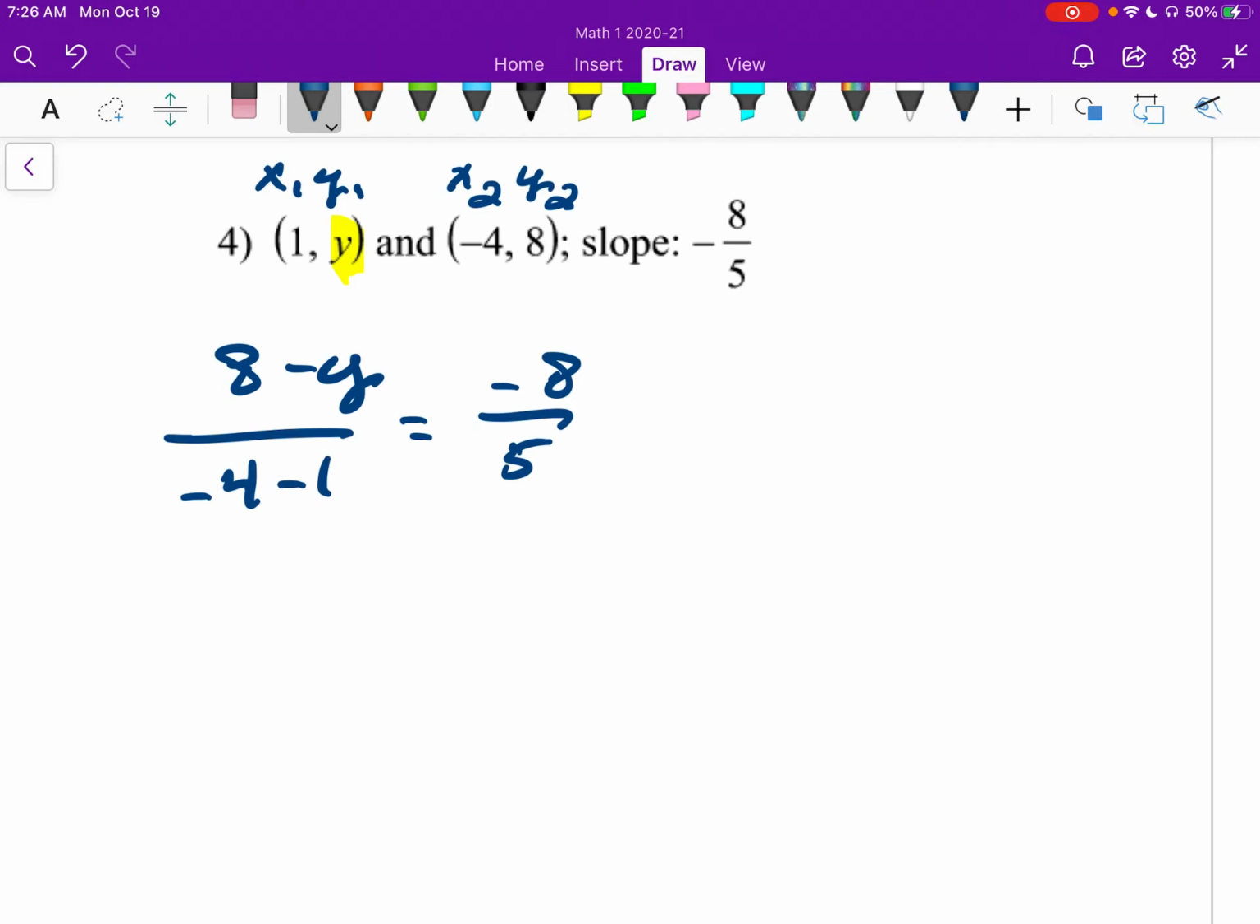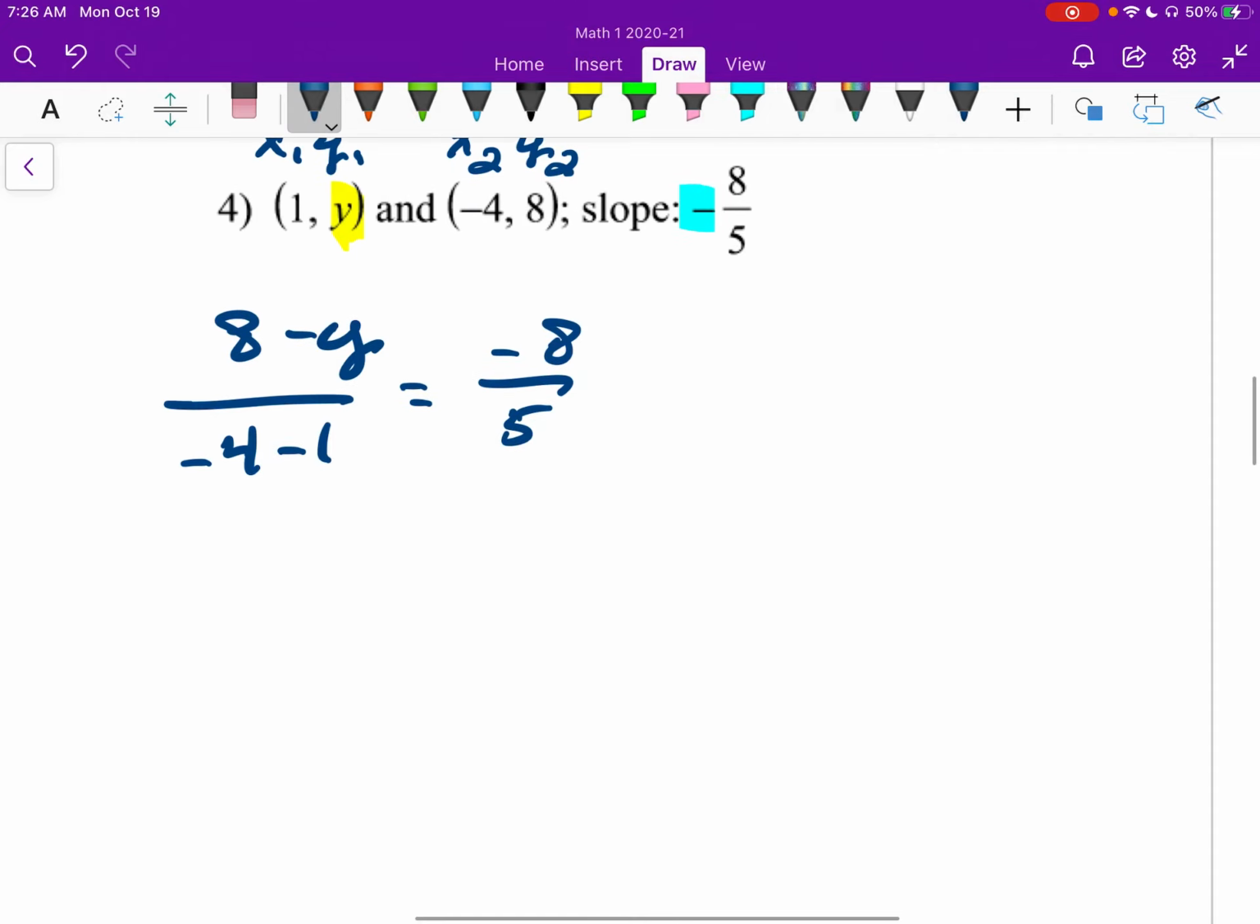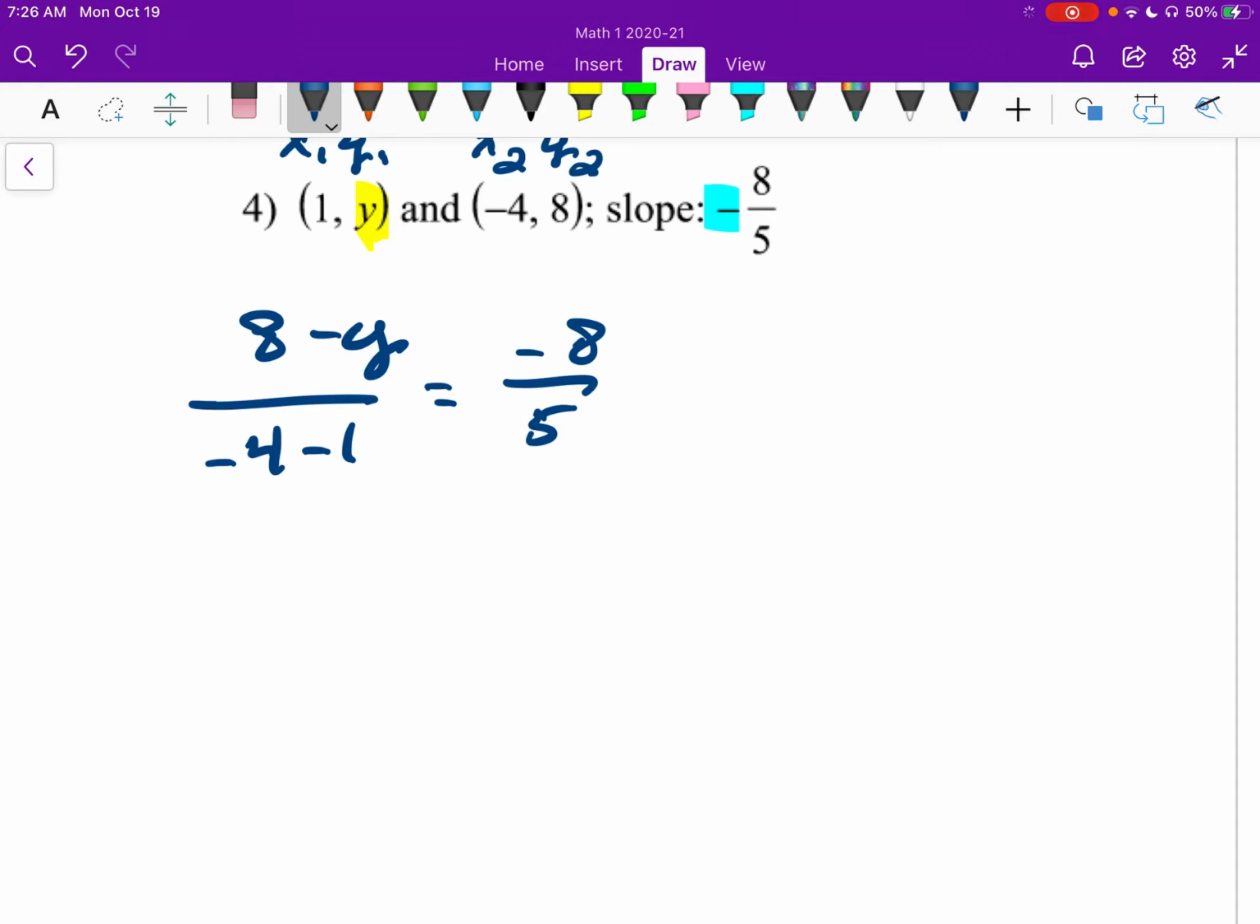Now notice what I did there. I took that slope, that negative, and I went ahead and put that with the numerator. I think that makes the problem a lot easier for me. So just like in all the other ones, I'm going to try to make my fraction a little bit nicer. So I'm going to have 8 minus y over, well, negative 4 minus 1 is negative 5 equals negative 8 over 5.